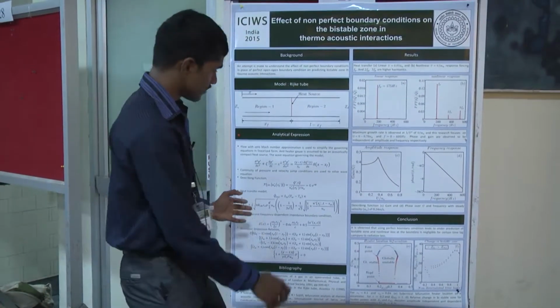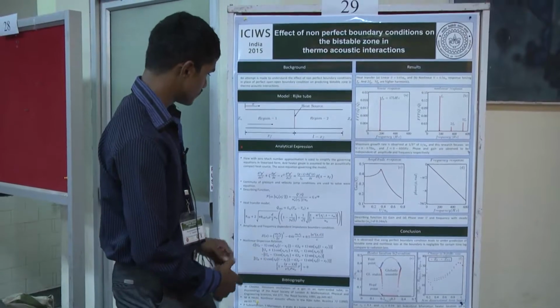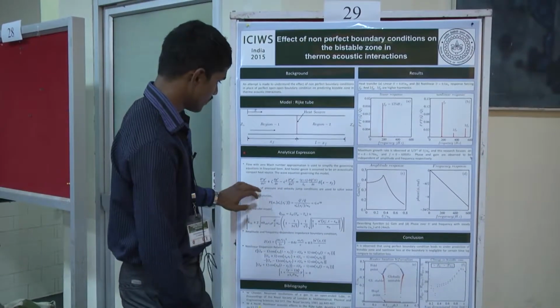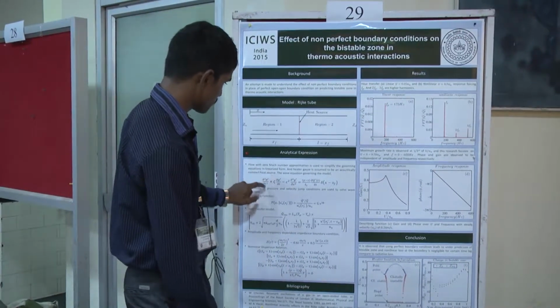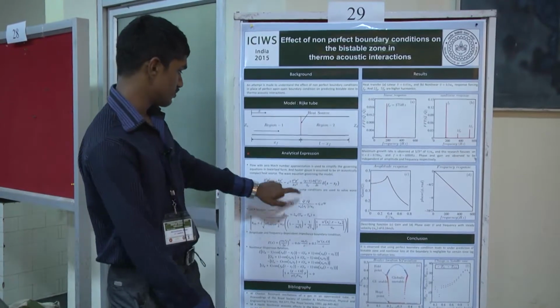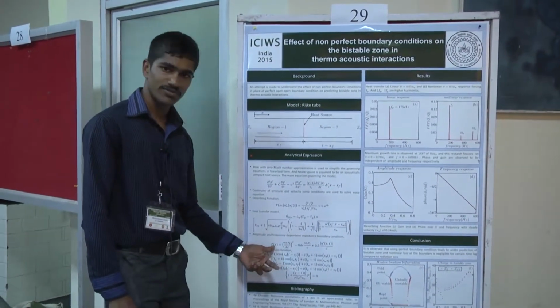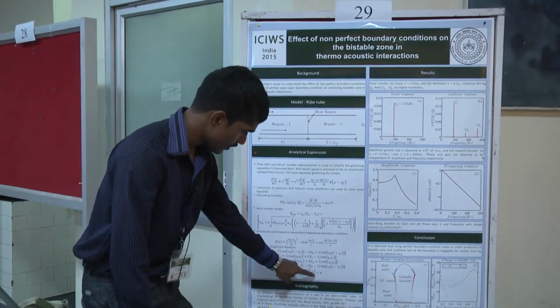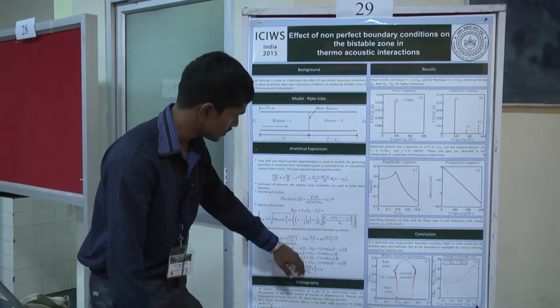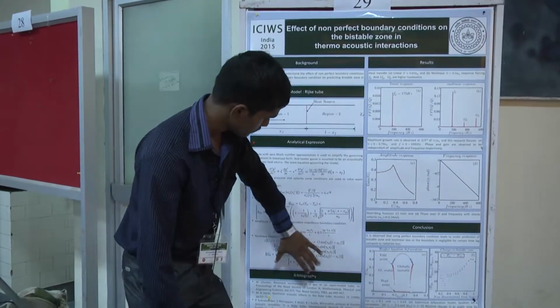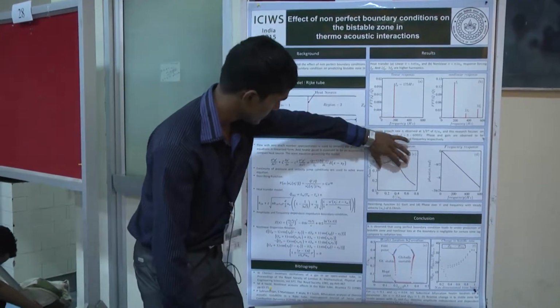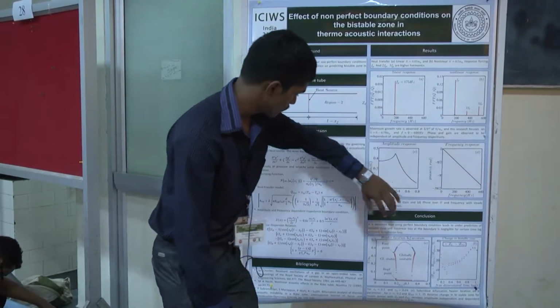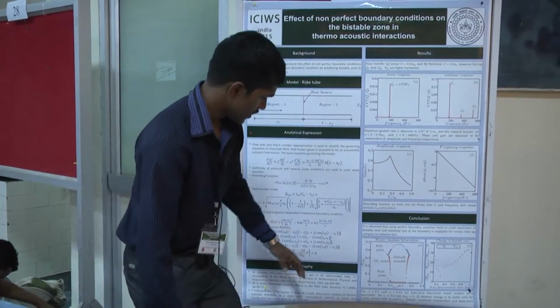So what is the new thing in this experiment and computation is that most of the people used to consider this pressure fluctuation as 0 while solving this equation, but I am using this impedance boundary condition in order to solve. So in the resulting dispersion relation, I replace this with this, and then this with the gain as amplitude and phase as frequency.